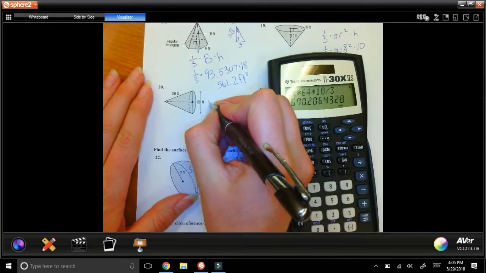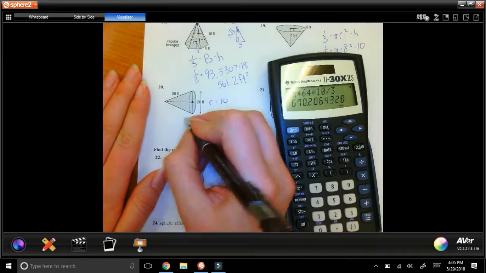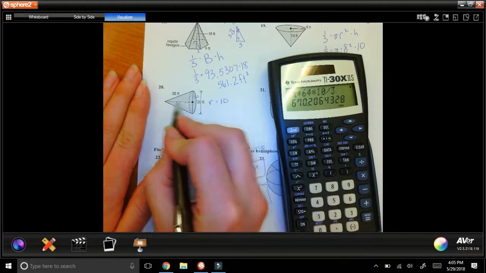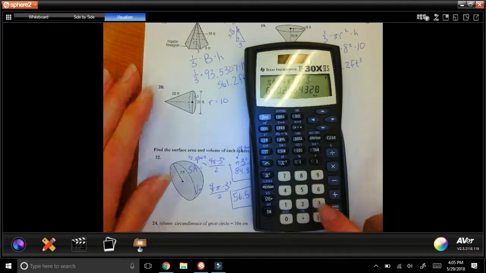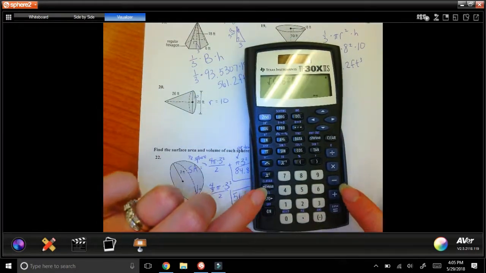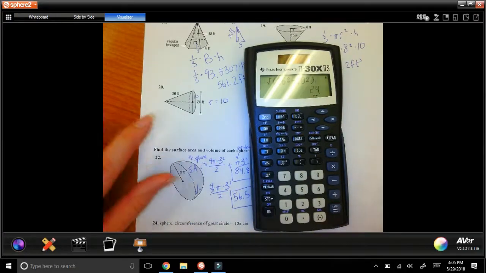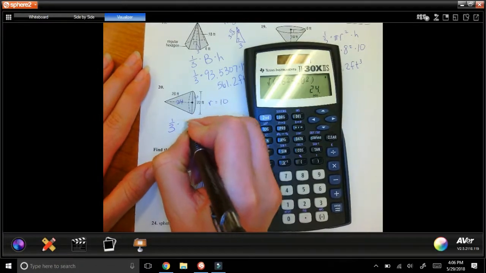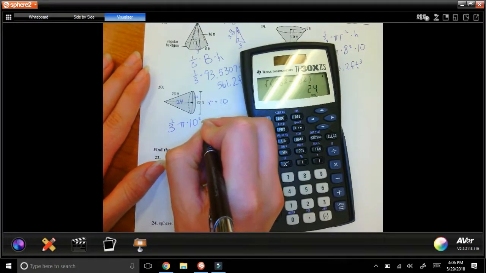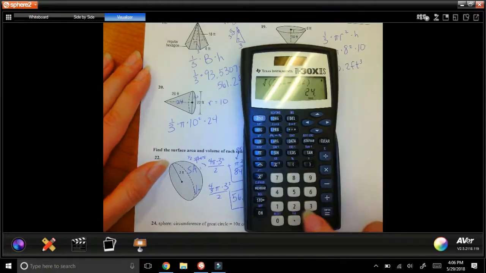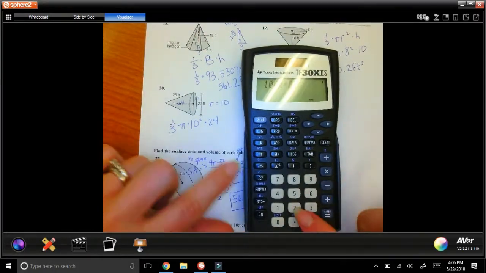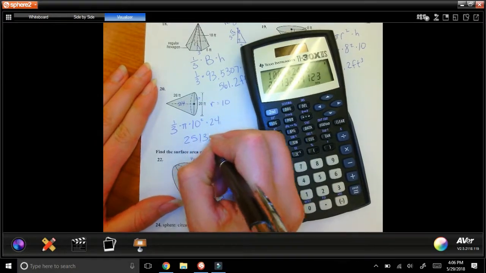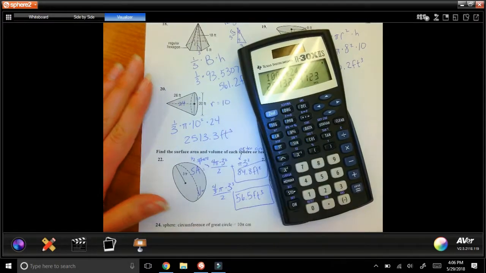This next one, they give you the numbers except the radius is 10, and they give you the slant height. So you need to find this regular height here. So using Pythagorean theorem, this is 24. So 1/3 pi times the radius squared times the height. So 2,513.3, and that's cubic feet.